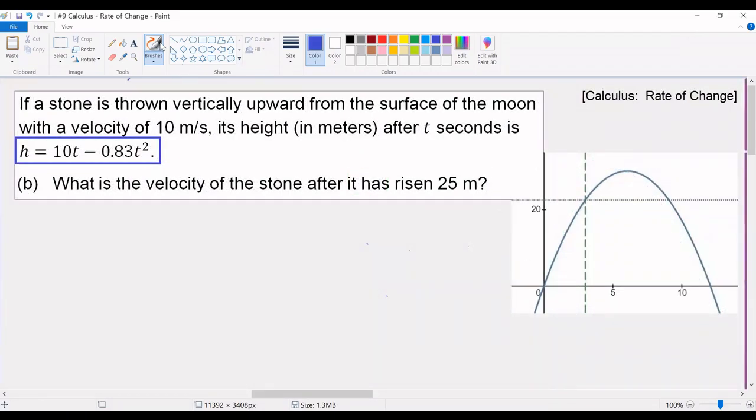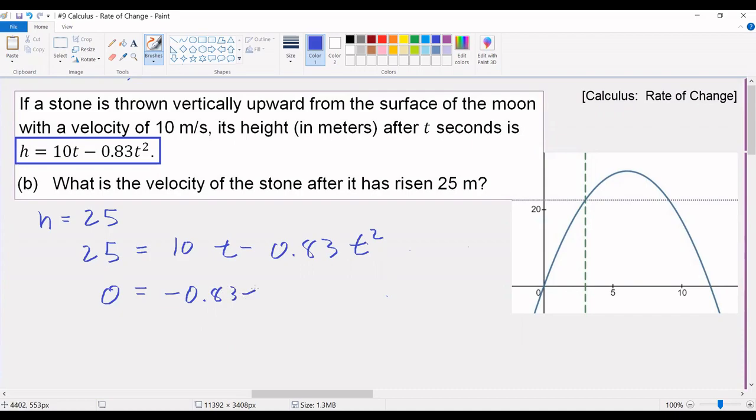Time for part B. In part B, we're looking for the velocity of the stone after it has risen 25 meters. So we're going to take our original position function and let h equal 25. So we have 25 equals 10t minus 0.83t squared. Then we set it equal to 0 and rewrite our equation as negative 0.83t squared plus 10t, and then subtract the 25 to the other side as follows.